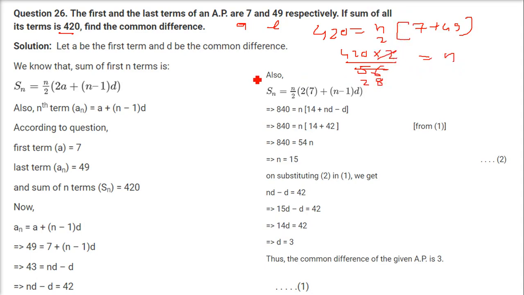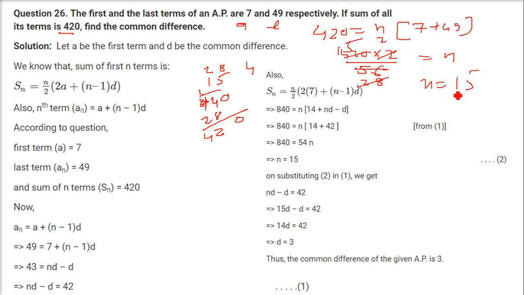So n is 28 into 15. 5 8s are 40, 5 2s are 10, 10 plus 4 is 14. Then 28, 0, 2, 1 carried, 420. So this is 15 times. So n is 15. This is how you can find n.